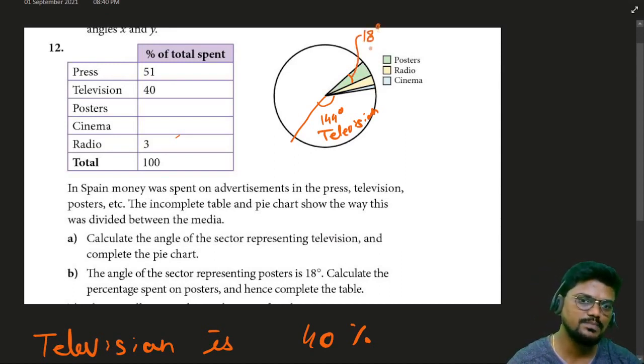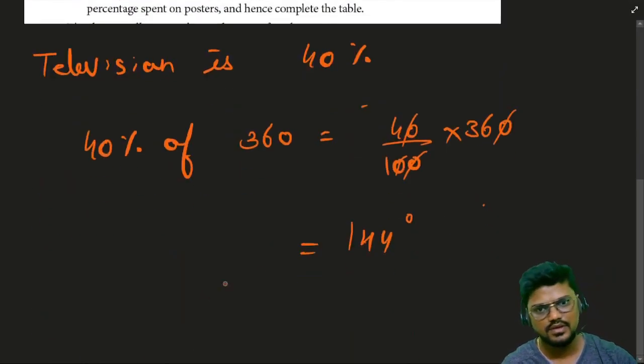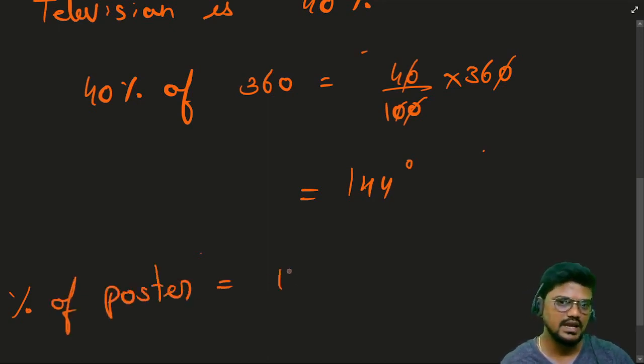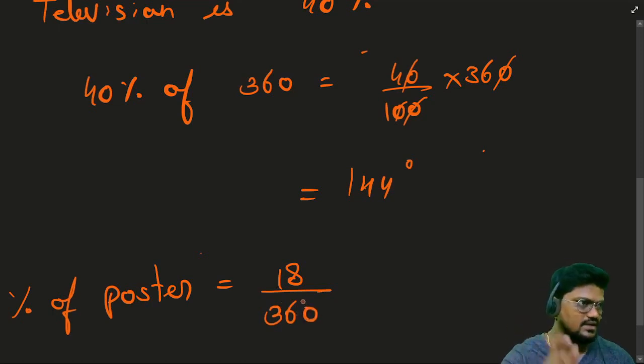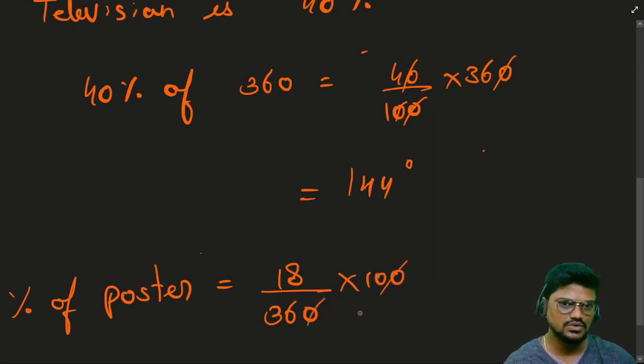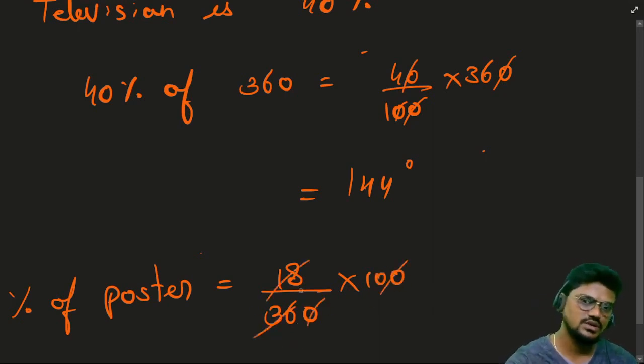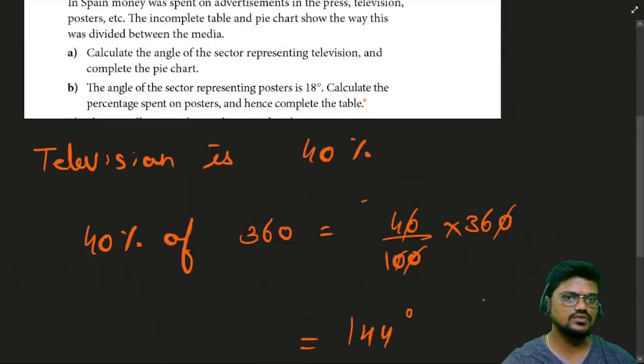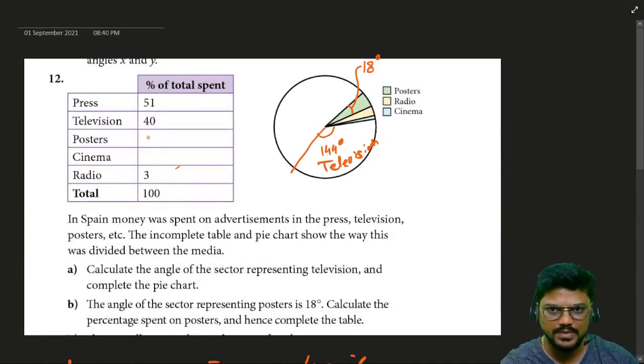Calculate the percentage spent on poster and hence complete the table. If it is 18 degrees, then 18 upon 360 into 100 will give you the percentage for poster. There is 18 degrees of poster, and if you want to calculate the percentage, multiply it with 100. So the zero cancels, 6 threes are 18, 3 twos are 6, and this is 2 fives are 10. So it is 5%. Poster is 5%.